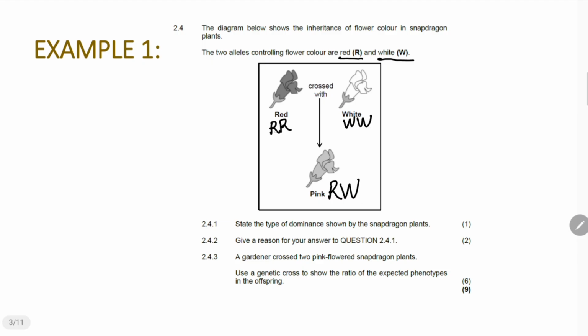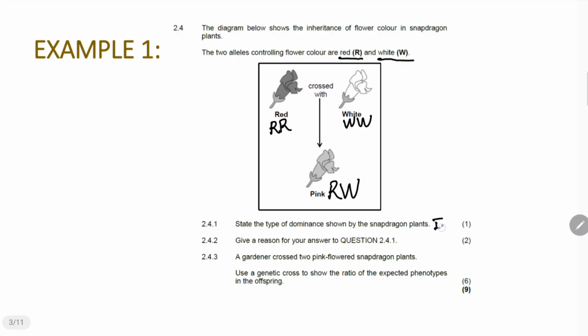The flowers can only be red if the genotype is capital letter R, capital letter R. They can only be white if the genotype is capital letter W, capital letter W. Let's try to answer the questions. 2.4.1, state the type of dominance shown by the snapdragon plant.